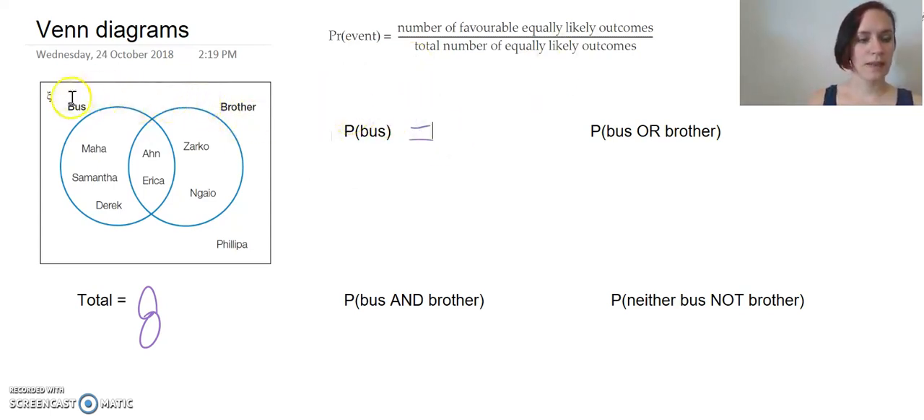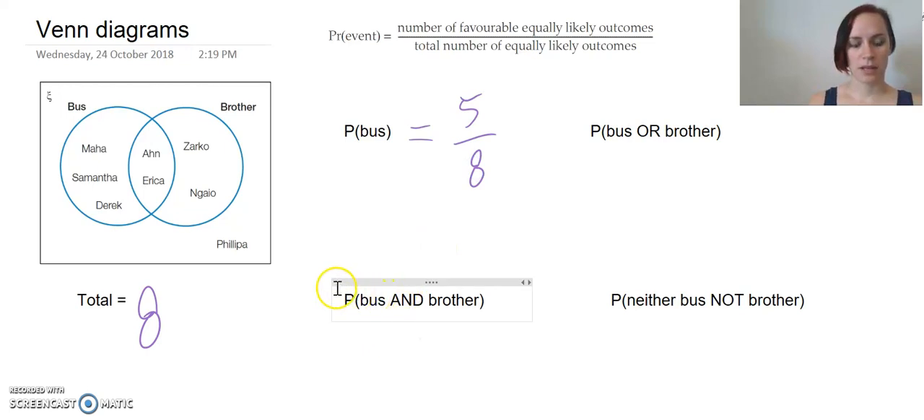So let's look, if we're trying to find the probability that someone is catching the bus every morning, then you've got to have a look inside this whole circle, okay? The whole circle of do you catch the bus? Even though we're very tempted to just look in this section, because Anne and Erica are in both categories, we have to consider everyone in the bus circle. So 1, 2, 3, 4, 5. We could actually write out their names if you wanted, but we've got 5 out of the total possible 8 people that we surveyed.